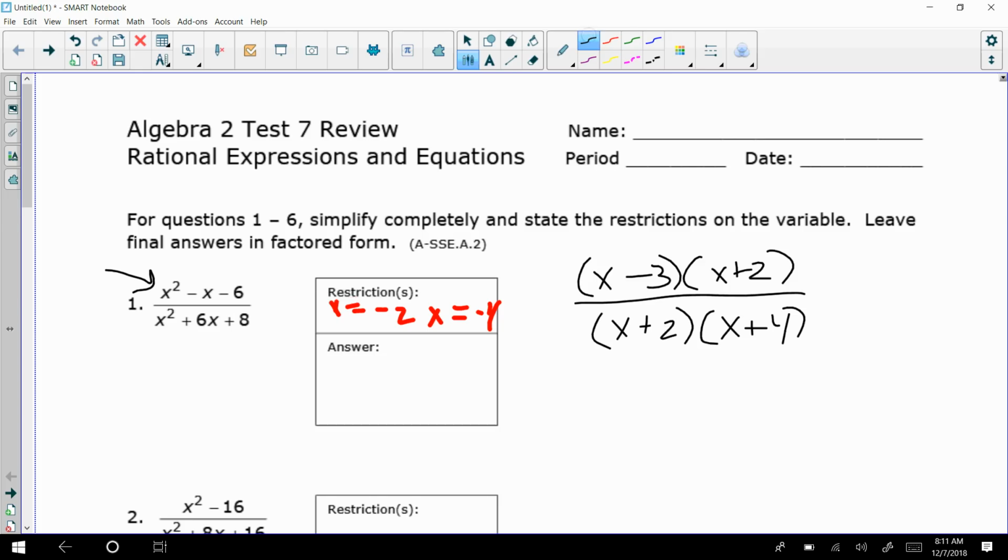And then we go back and now we can actually do our canceling. So our final answer is x minus 3 on top and x plus 4 on the bottom. Now, if you don't want to put the parentheses, you don't have to. It's the same thing, but I'll just add the parentheses back in.